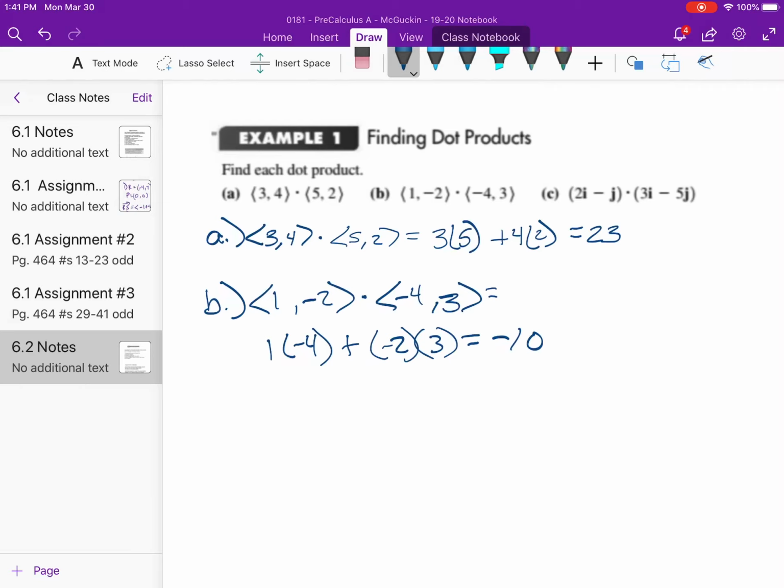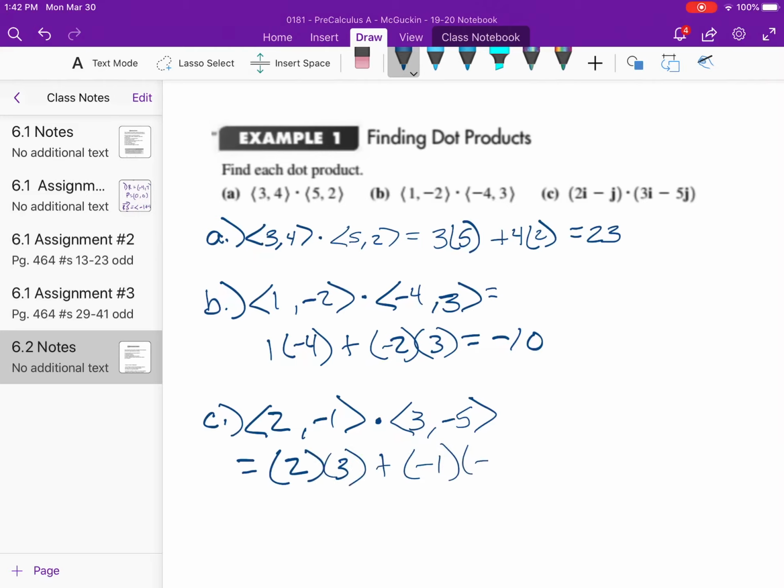which produces the real number scalar of negative 10. Last but not least, we have it in that linear combination form. Remember, we can always rewrite these linear combinations, so 2i minus j is <2, -1>. And I could say it's the dot product with <3, -5>. However you want to visualize it, it all works the same. So finally, 2 times 3 plus negative 1 times negative 5, and we would end up here with a positive 11 for our answer.